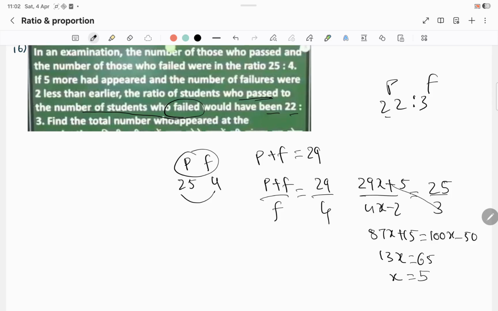Then find the total who appeared at the exam initially. So it is 29 parts. 29 into 5 is how much? 145.